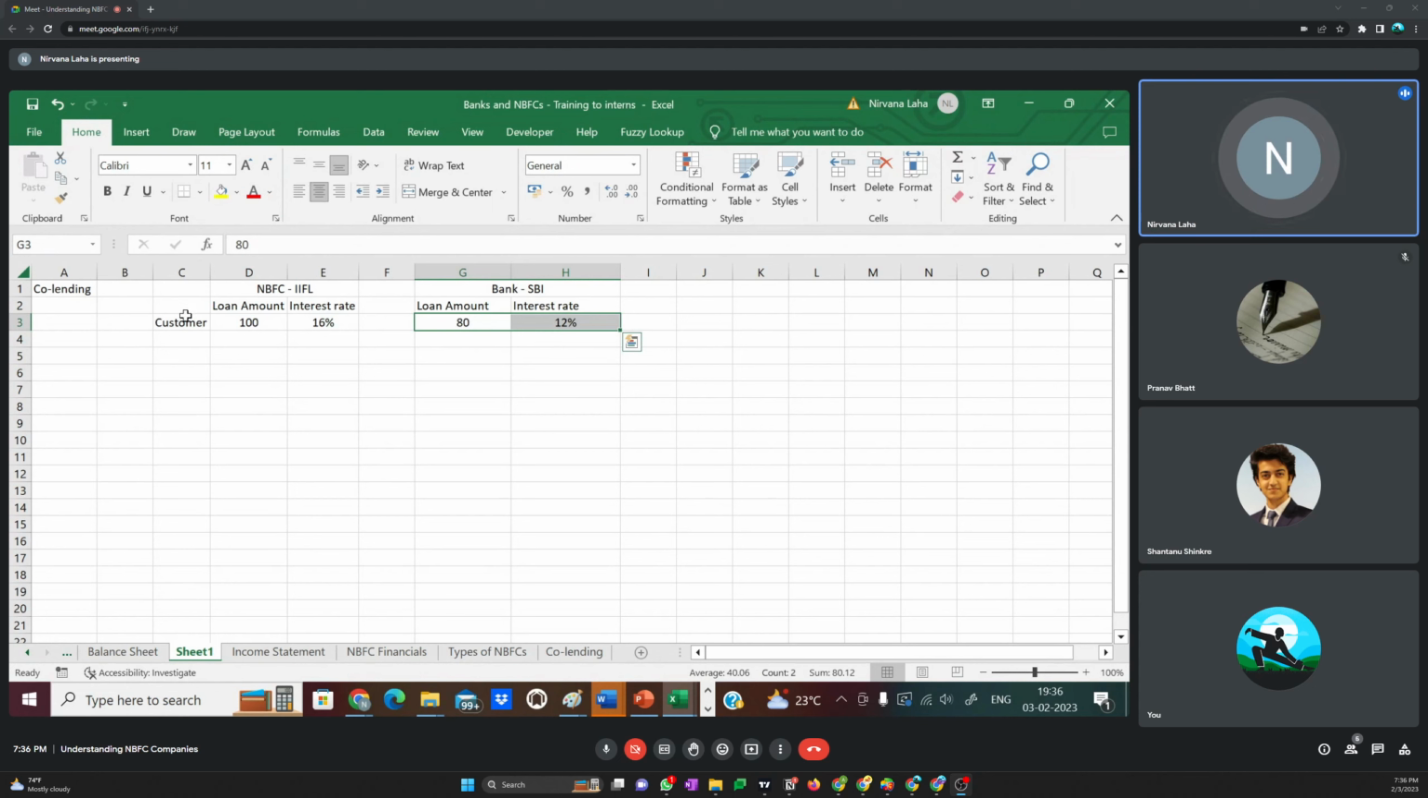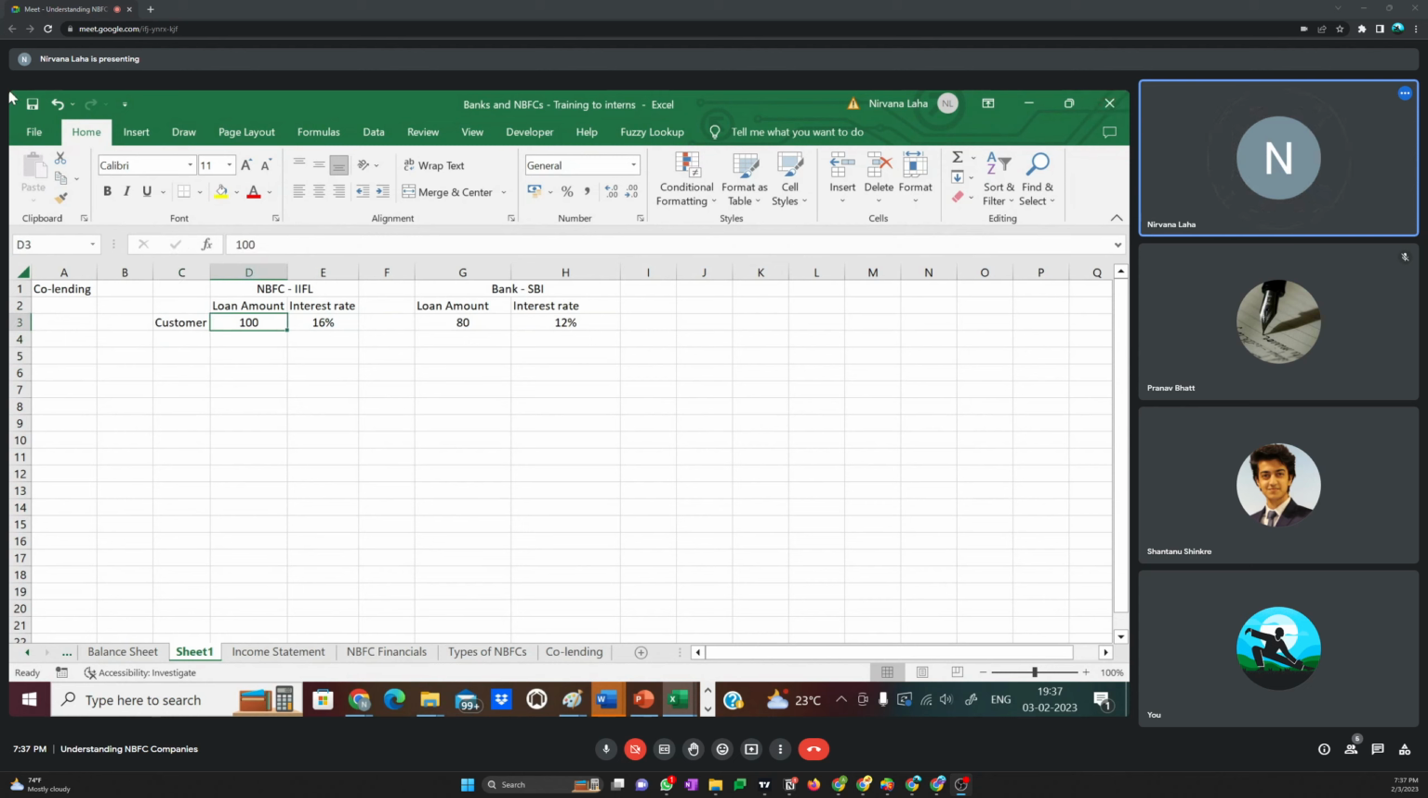So the NBFC is earning 16% from the customer, but the bank is saying that I don't need 16%. I am happy with 12%. This 4% is your fee for going and hunting the customer and bringing it to me. Of course, before taking the loan, the bank will do its own credit check. Only when it is satisfied that this is a creditworthy customer will it accept this loan. Now what happens to the NBFC's balance sheet?